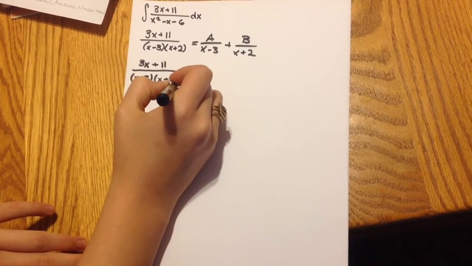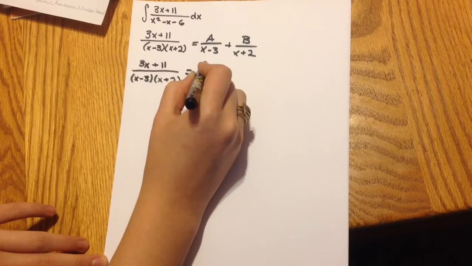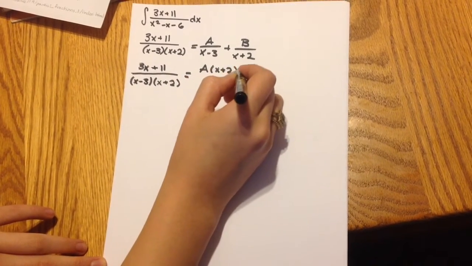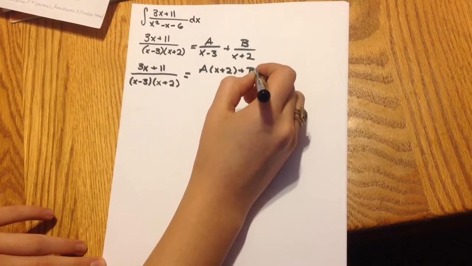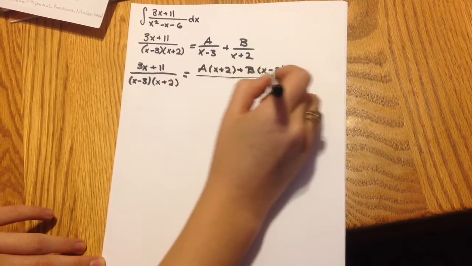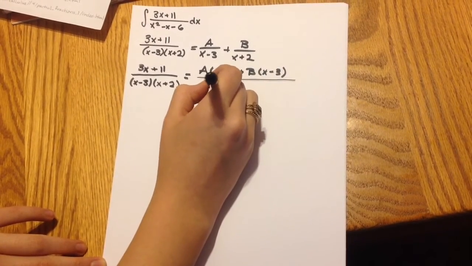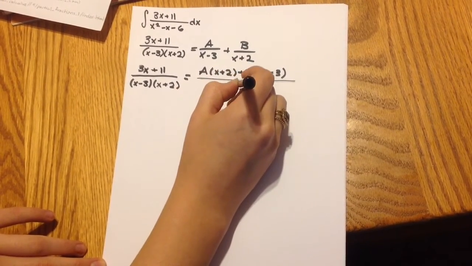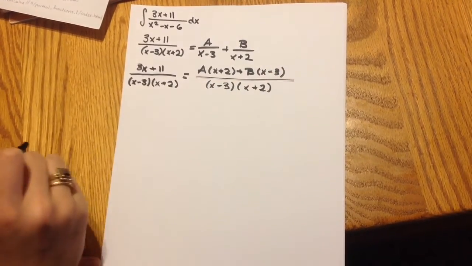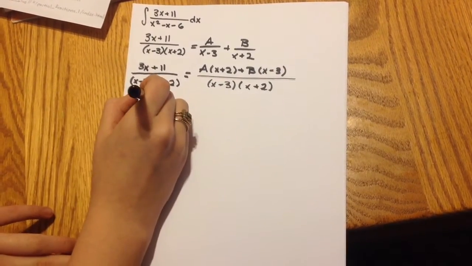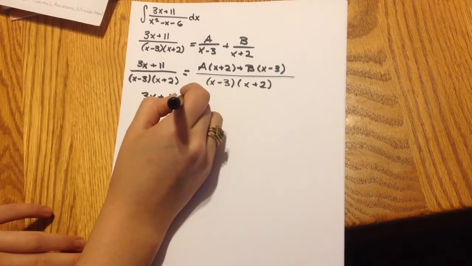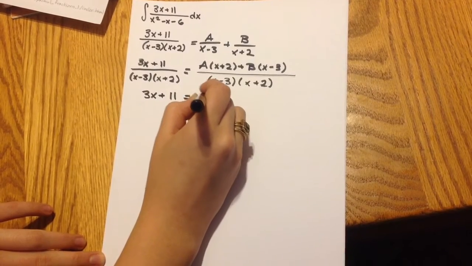Now the next step is to cross multiply the right side. So you will have A times x plus 2 plus B times x minus 3, all over x minus 3 times x plus 2. So now is the time when we find A and B. In order to find A or B, you have to set the numerator of the left side equal to the numerator of the right side.